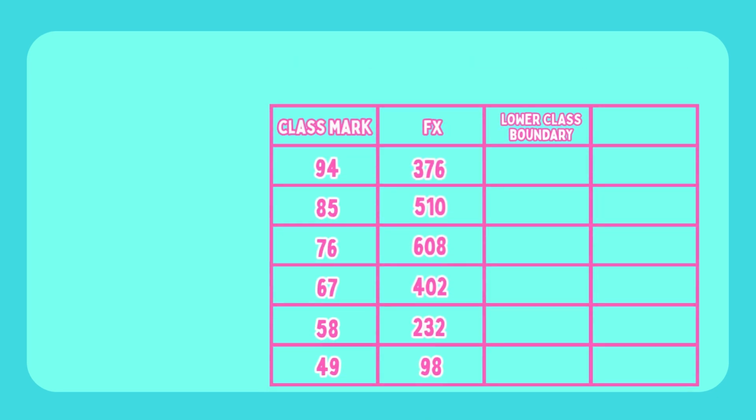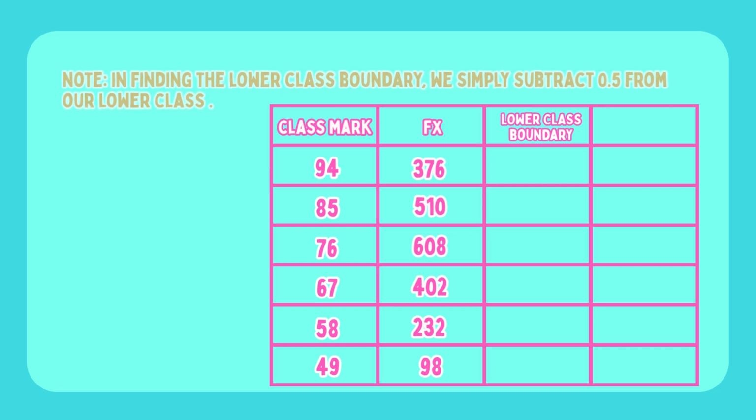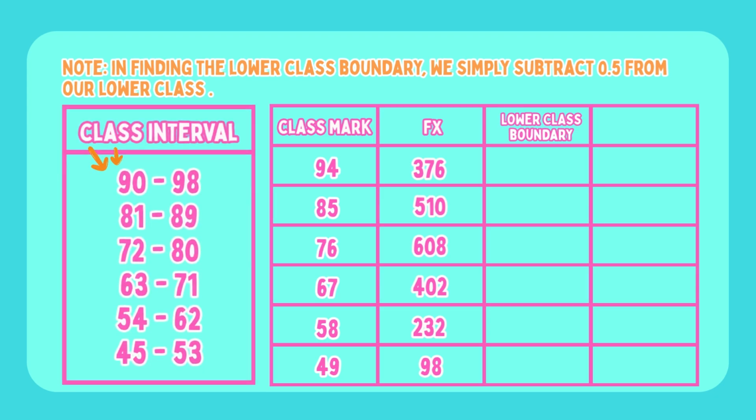So next, we're going to find our lower class boundary. In finding our lower class boundary, we just simply subtract 0.5 from our lower class. So we have 90 minus 0.5 is equal to 89.5, and 81 minus 0.5 is equal to 80.5. 72 minus 0.5 is equal to 71.5, and 63 minus 0.5 is equal to 62.5. 54 minus 0.5 is equal to 53.5, and 45 minus 0.5 is equal to 44.5.